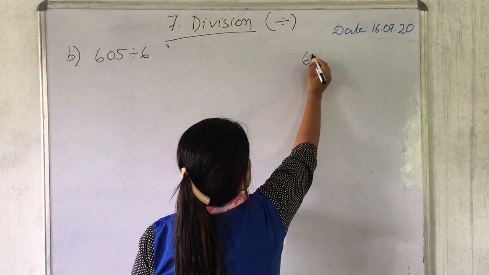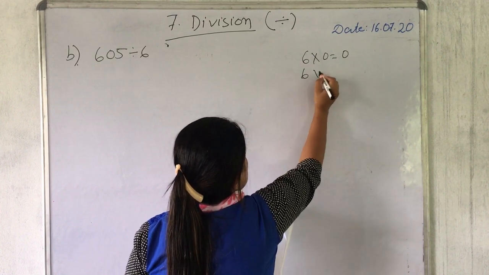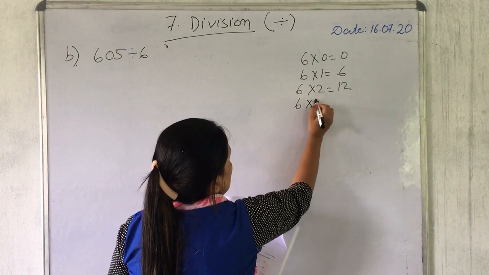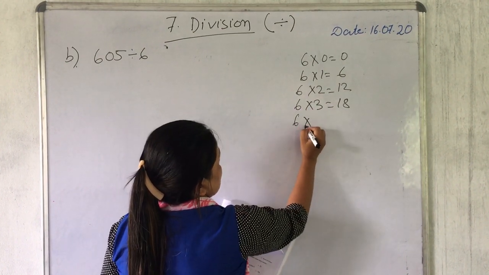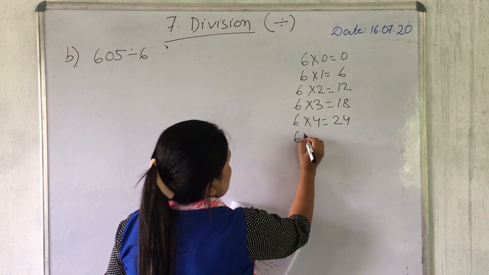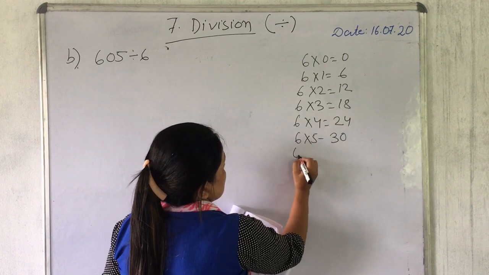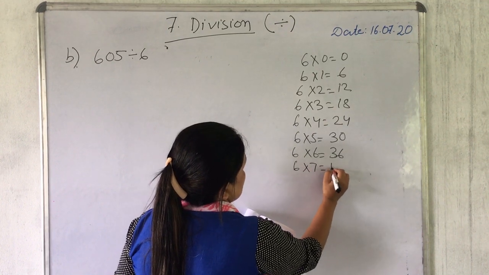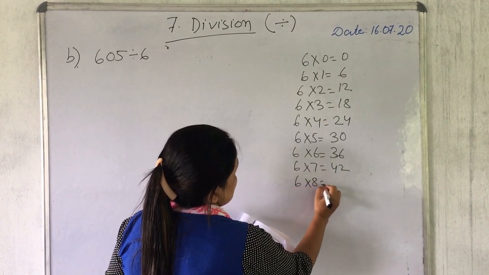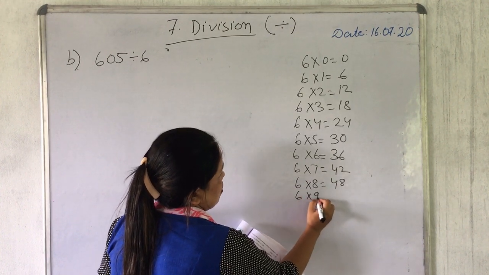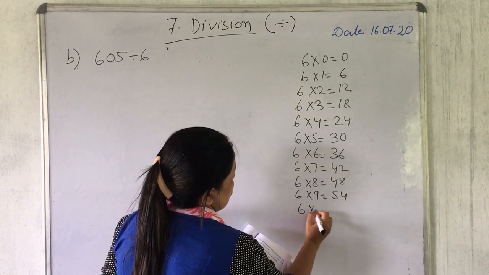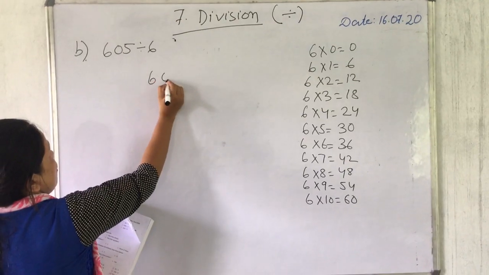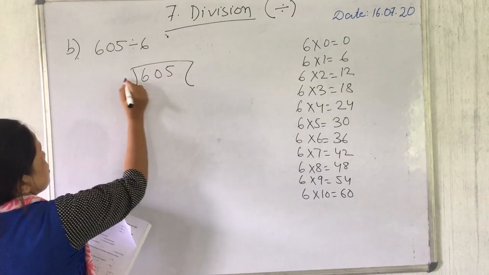So write here: 6 zeros are 0, 6 ones are 6, 6 twos are 12, 6 threes are 18, 6 fours are 24, 6 fives are 30, 6 sixes are 36, 6 sevens are 42, 6 eights are 48, 6 nines are 54, 6 tens are 60. Okay. So you have to divide 605 by 6.